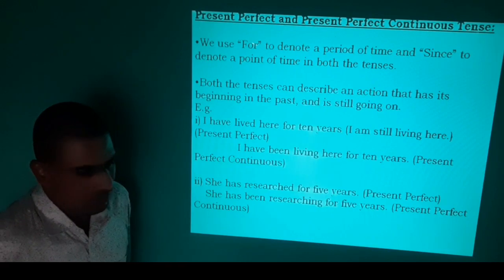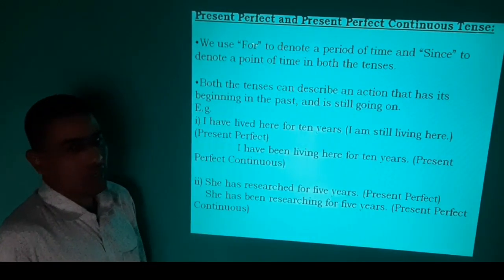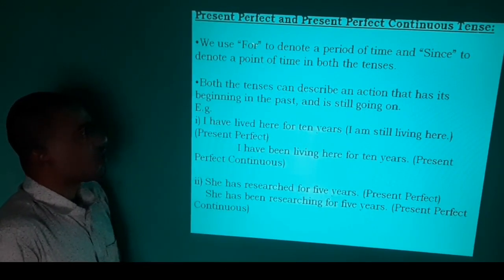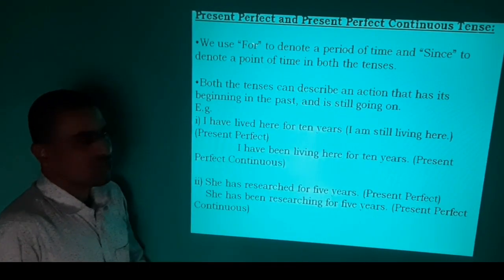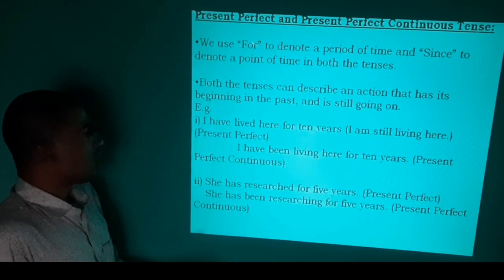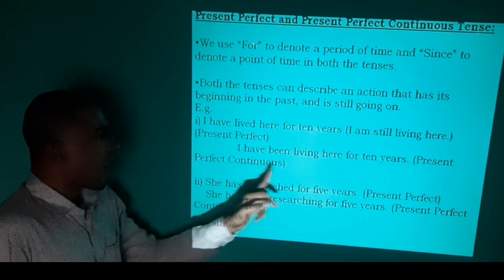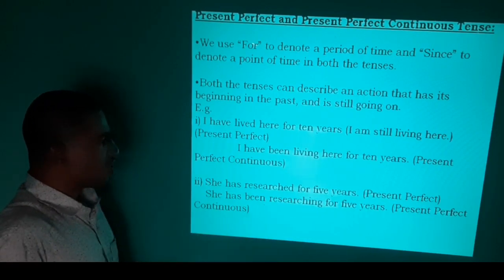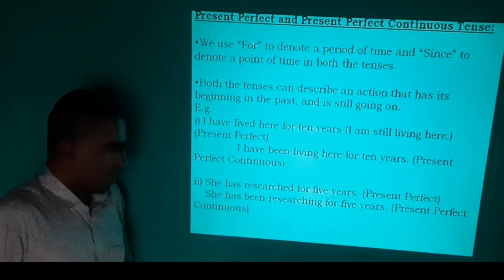And then we talk about the differences between present perfect and the present perfect continuous. We use for to denote a period of time and since to denote a point of time in both the tenses. Both the tenses can describe an action that has its beginning in the past and is still going on. So, I have lived here for 10 years. I am still living here, present perfect. I have been living here for 10 years. And here, she has researched for 5 years, and she has been researching for 5 years.